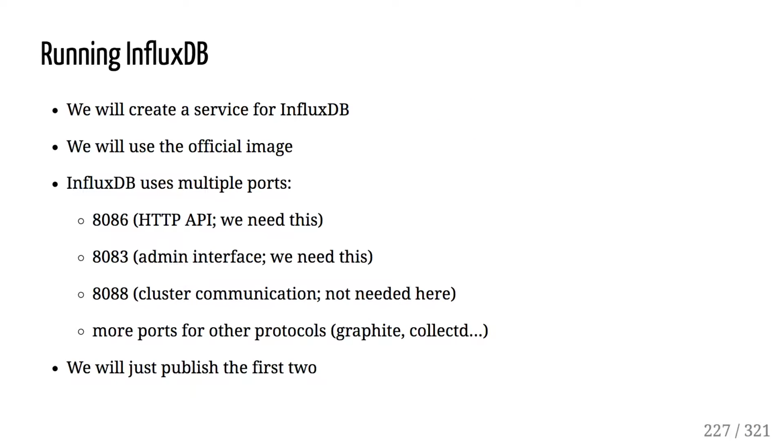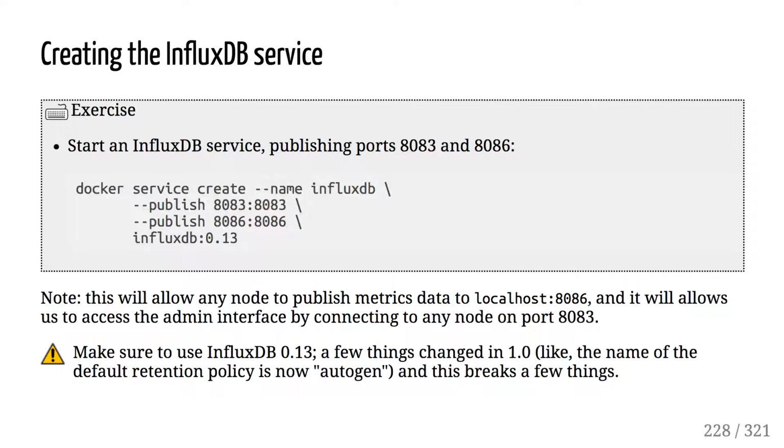Now we need to set up InfluxDB, which will be our time series database. InfluxDB exposes a bunch of ports, like the HTTP API, which is used to put data in InfluxDB and retrieve data. There is an admin web interface that we will also use a little bit. And then there is cluster communication, because InfluxDB can also have its own clustering mechanism. We won't use that here. So we are just going to publish the two ports we need, 8083 and 8086.